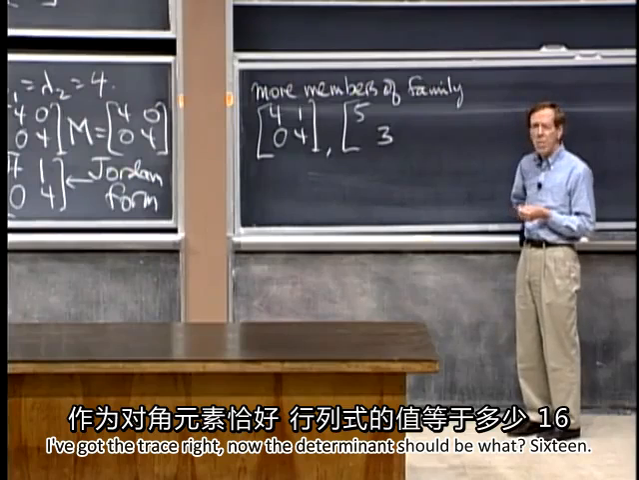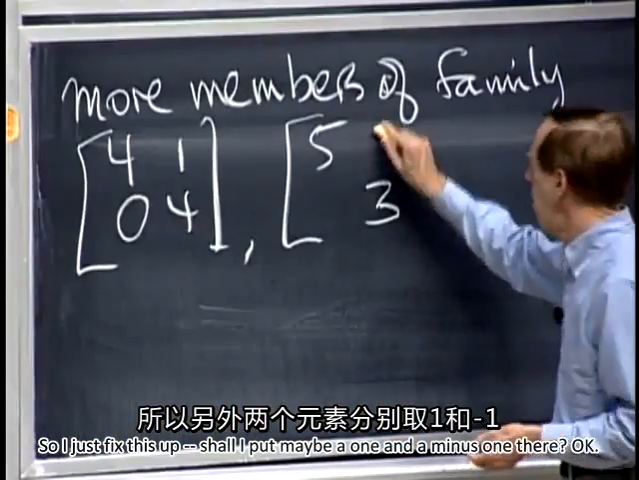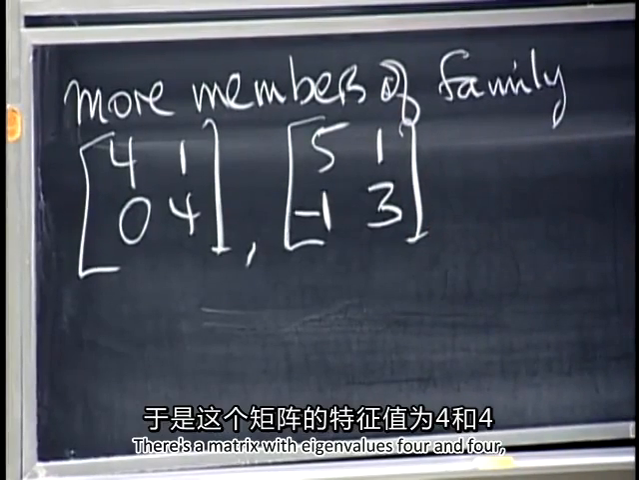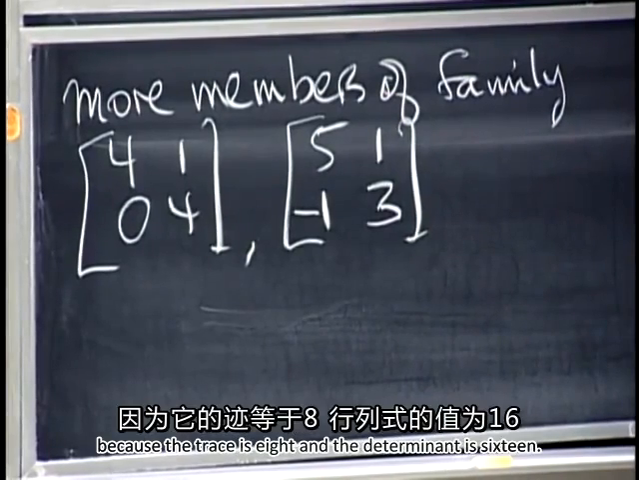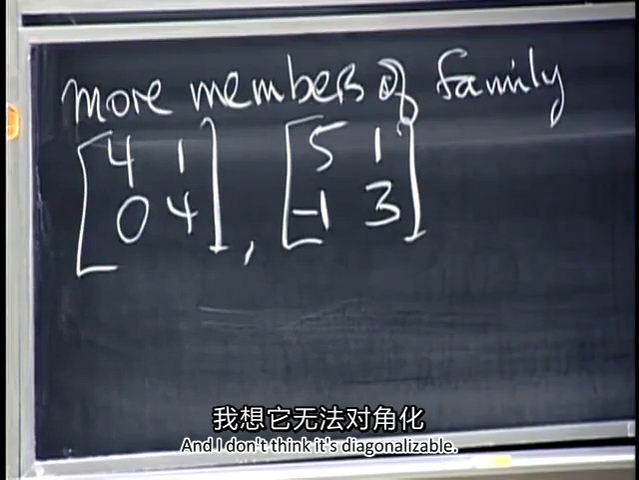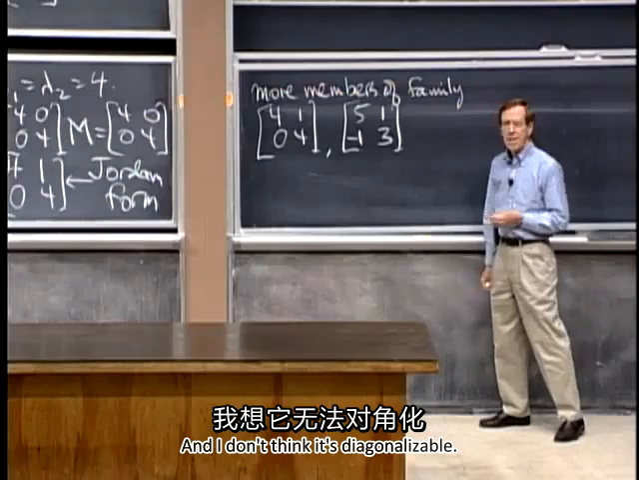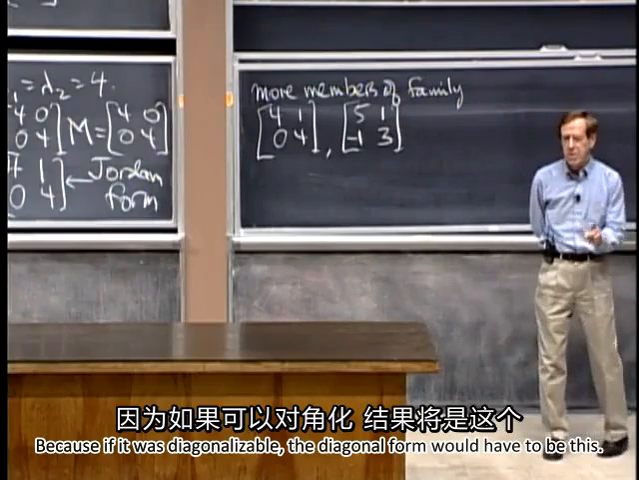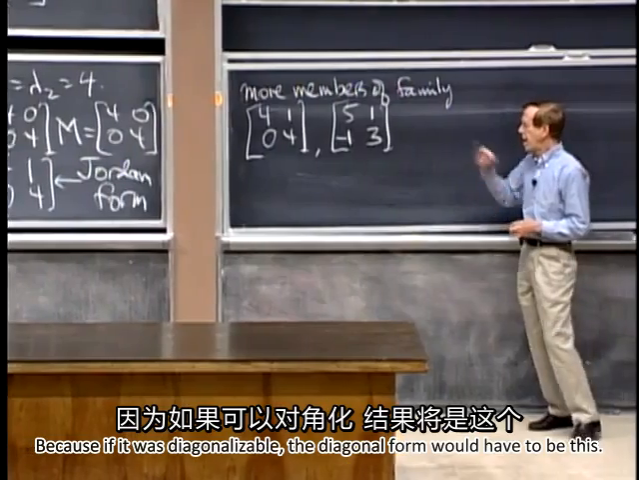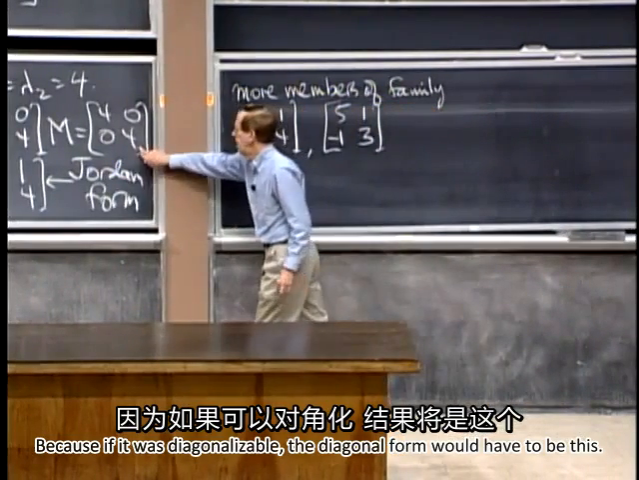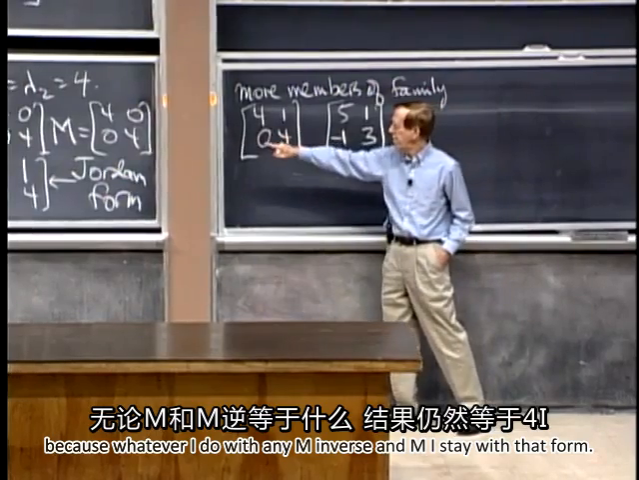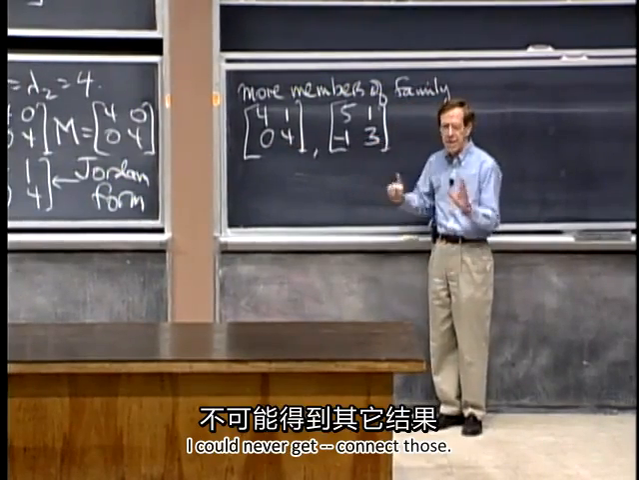Now the determinant should be what? 16. So I just fix this up. Shall I put maybe a 1 and a -1 there? Okay, there's a matrix with eigenvalues 4 and 4, because the trace is 8 and the determinant is 16. And I don't think it's diagonalizable. Do you know why it's not diagonalizable? Because if it was diagonalizable, the diagonal form would have to be this. But I can't get to that form because whatever I do with any M inverse and M, I stay with that form. I could never connect those.